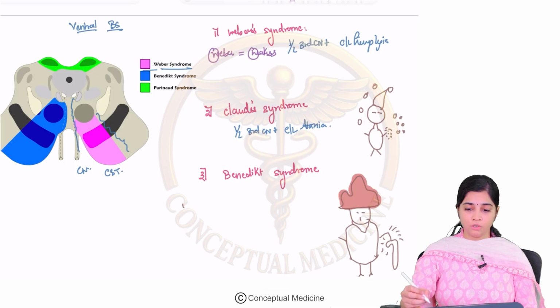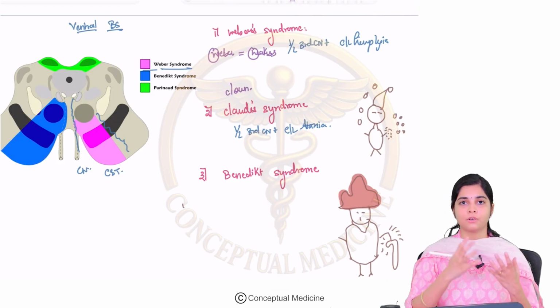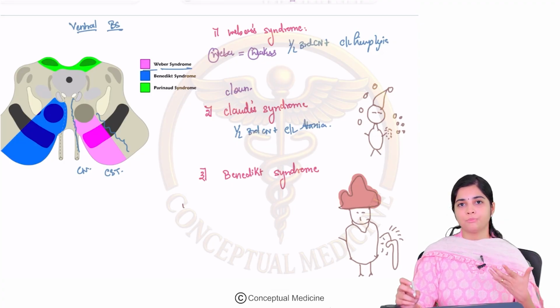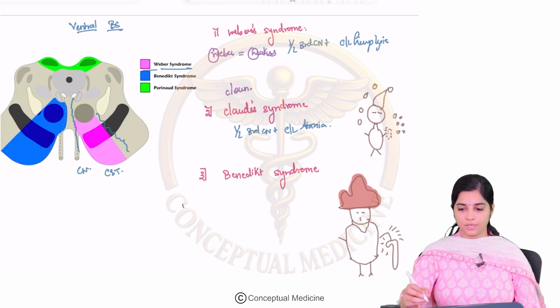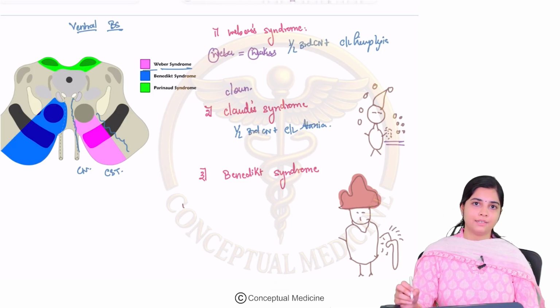Remember, Claude sounds like clown. What does a clown do? A clown tries to juggle a lot of balls. When he is juggling a lot of balls, he has ataxia on one side and the balls are falling down. So this is a visual mnemonic to remember Claude syndrome. Imagine this clown who is trying to juggle balls, and because of his ataxia, falling to one side, he's not able to juggle on one side. And this is your ipsilateral cranial nerve palsy with contralateral ataxia, Claude syndrome.